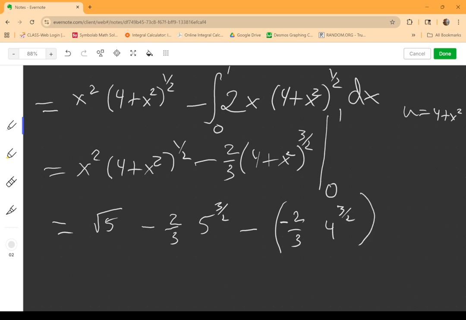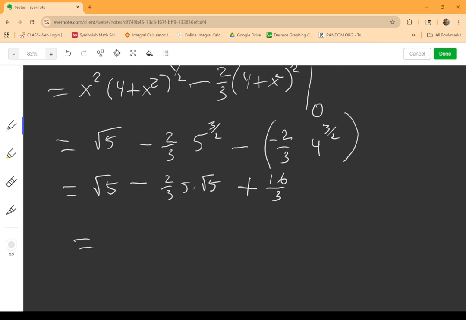And then simplifying further, we get root 5. 5 to the 3/2 is the same as 5 times root 5. And then over here we have 4 to the 3/2, that's just 8, so negative times negative is positive, so times 2, we get 16 over 3.